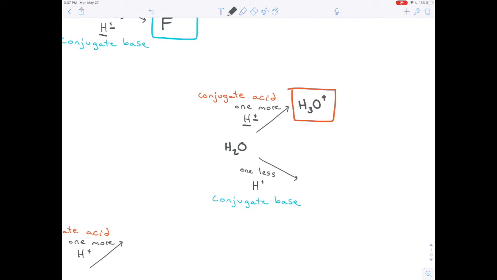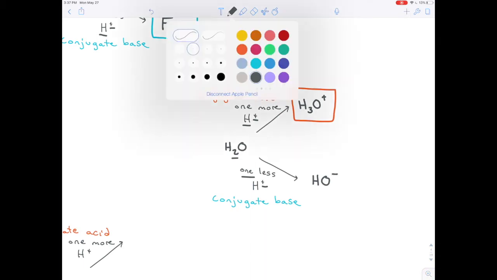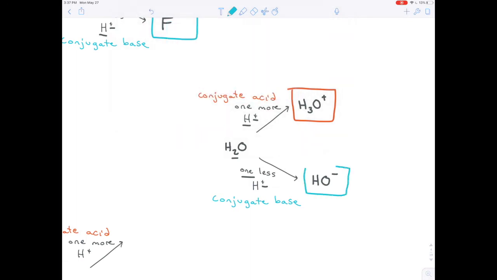H2O starts with 2 H's. We're going to subtract one of them, so now it's only going to have 1 H left. We're not just subtracting an H, we're also subtracting a plus 1 from the charge. H2O has a 0 charge because nothing is written in the top right. If you subtract plus 1 from that, 0 minus 1 is going to be negative 1. And HO minus, you could also write it OH minus, would be the conjugate base for water.